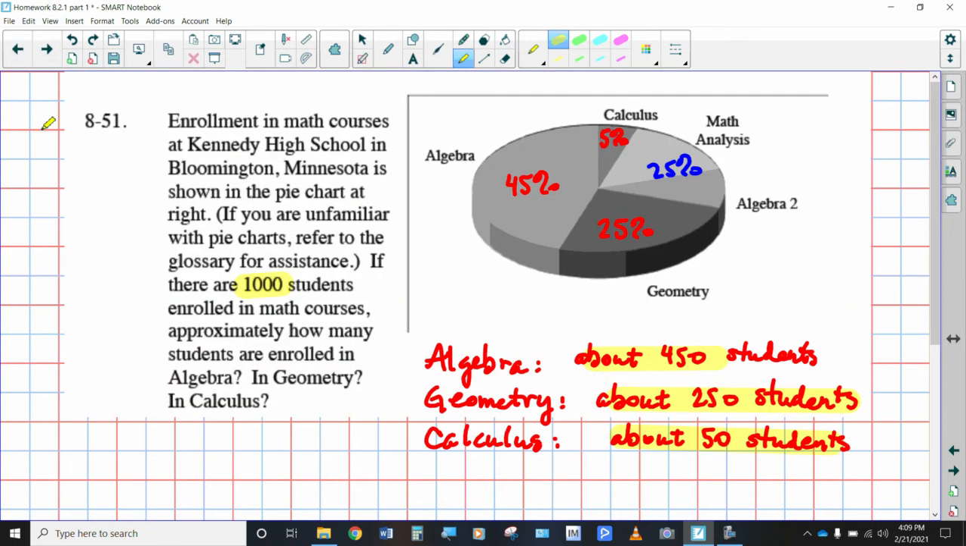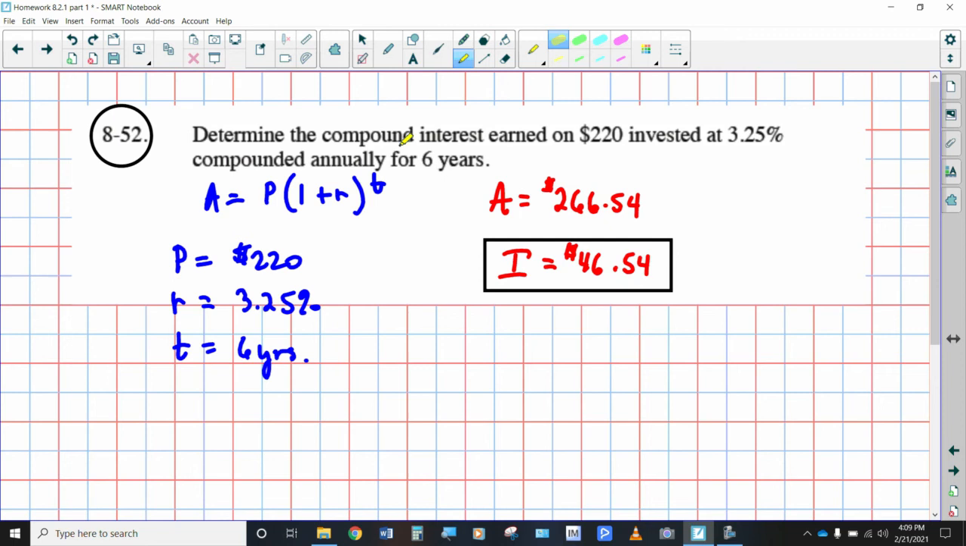All estimates, by the way. If you have something close to that, you're in the right ballpark. That's all we need. All right, compound interest.